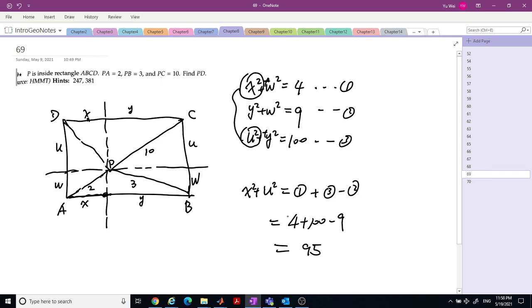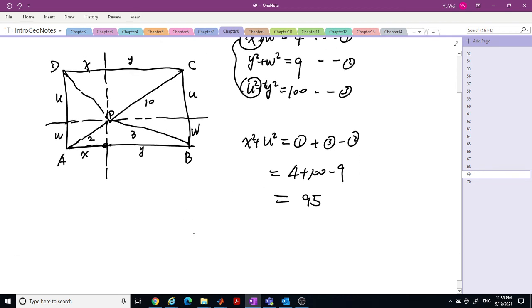So now you can see PD is the square root of x squared plus u squared, which is root 95.